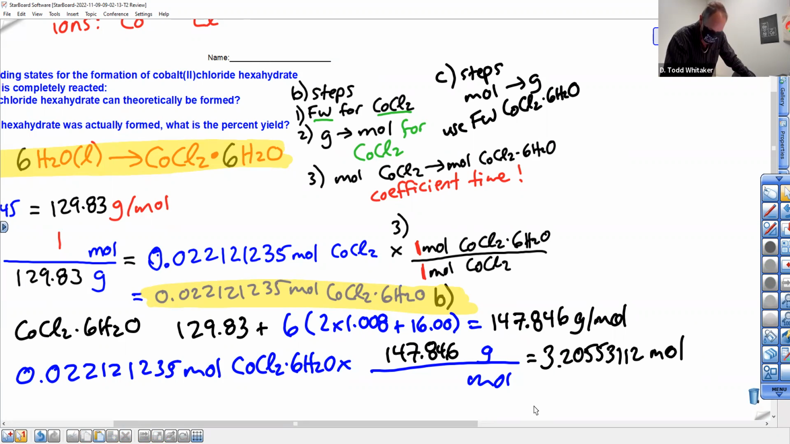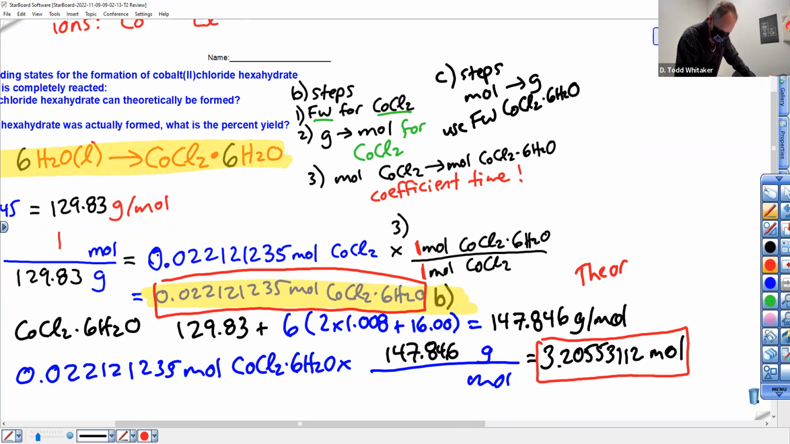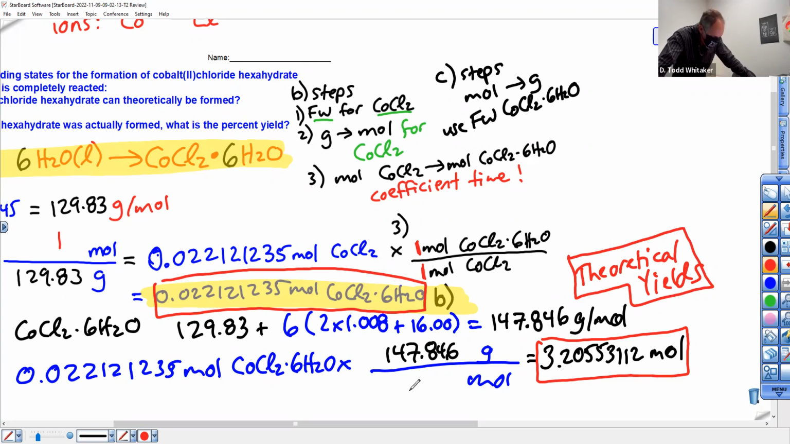Okay. Remember, these two are potential theoretical yields. Either one is good. Theoretical yields. So we can finish fast. It tells us how many grams were actually formed, right? And that's not moles anymore, Dr. Whitaker. Look at your units, man. It's not moles. Moles gone. It's grams.